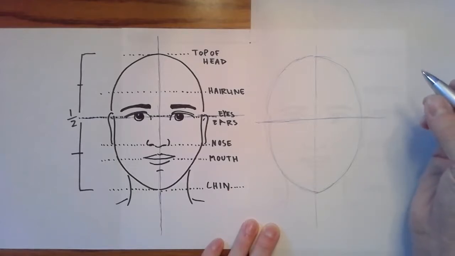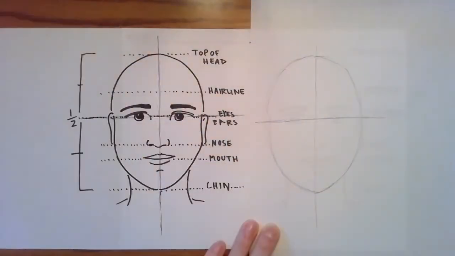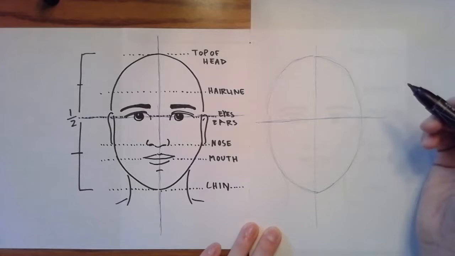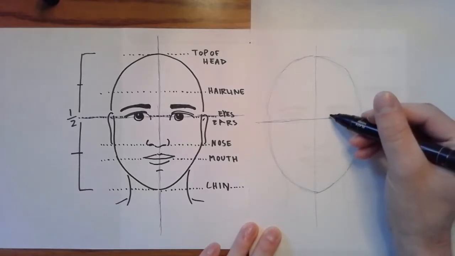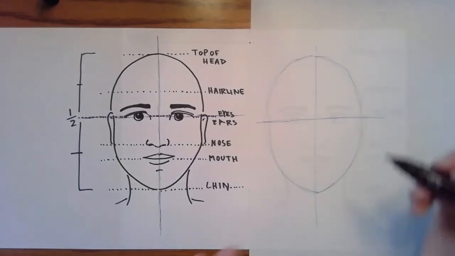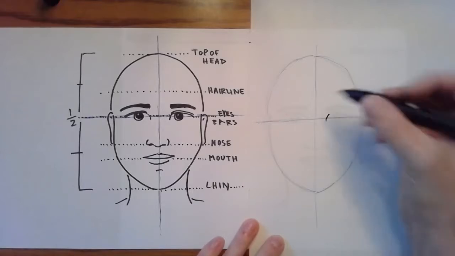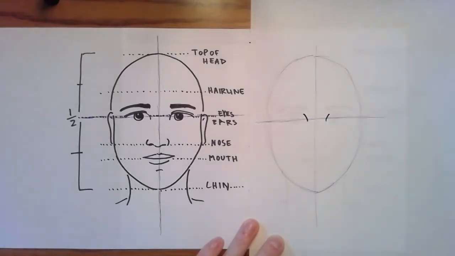Next I'm going to start with the eyes. For this I'll switch to a marker so that you can see a little bit better. If I was drawing this in pencil, it'd be a lot easier for me to erase things as I go, but you can't see when I draw in pencil that well, so I like to draw in marker so you guys can see it better. I'm going to start with the eyes. So I'm going to draw a line like that and a line like that.